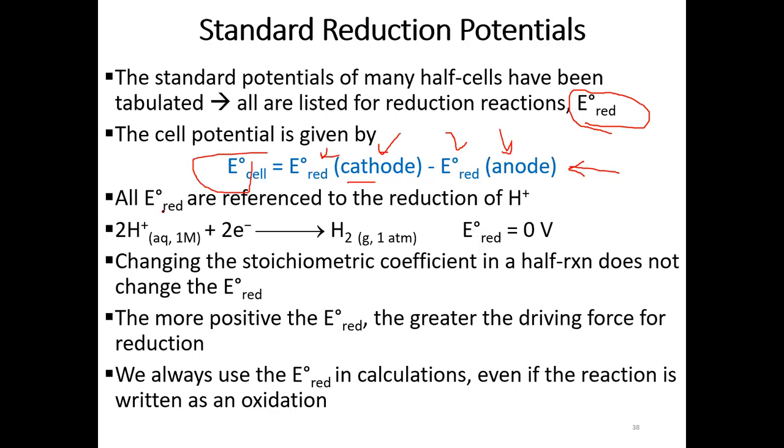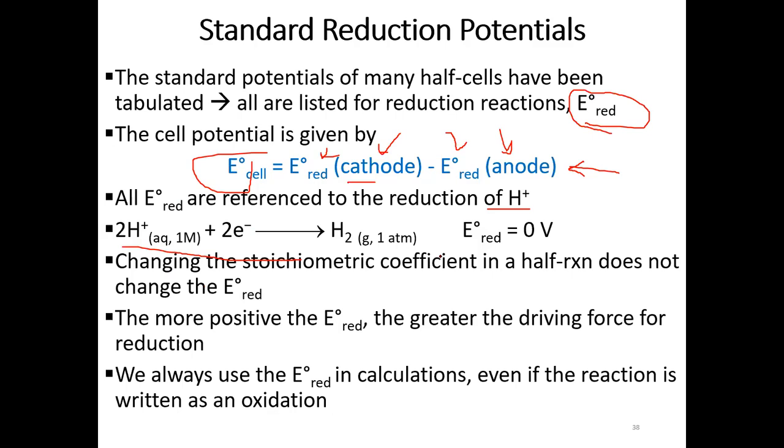All E reduction values are referenced to the reduction of the hydrogen ion. So we're going to go into the table, and for the reduction of the hydrogen ion, we're going to call the E reduction 0. So everything is set from there. You talk about any ion, and that's going to be referenced to the reduction of the hydrogen ion.